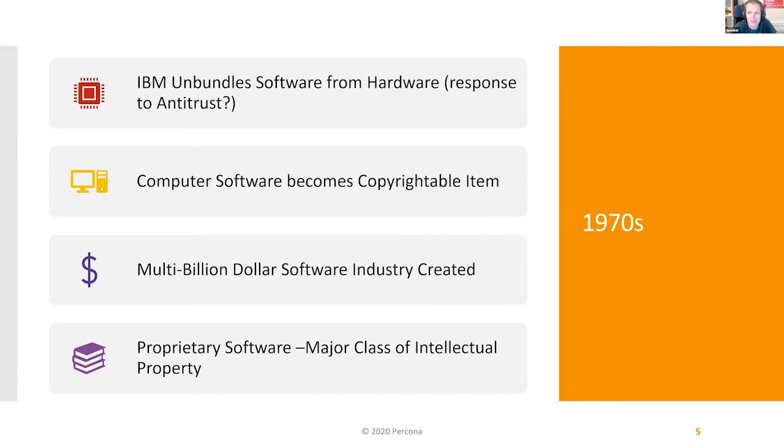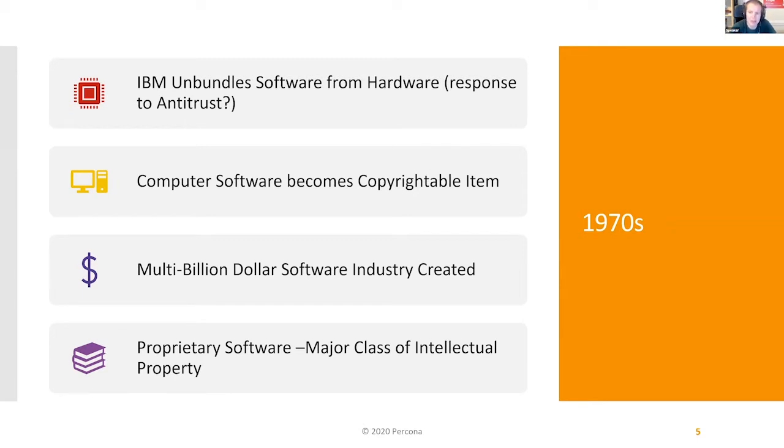Then the 70s come, and in this case we see software and hardware get unbundled. Some of that came from the antitrust lawsuit against IBM at that time, which forced them to do something to break their monopoly, essentially, and have a more level playing field for competition.